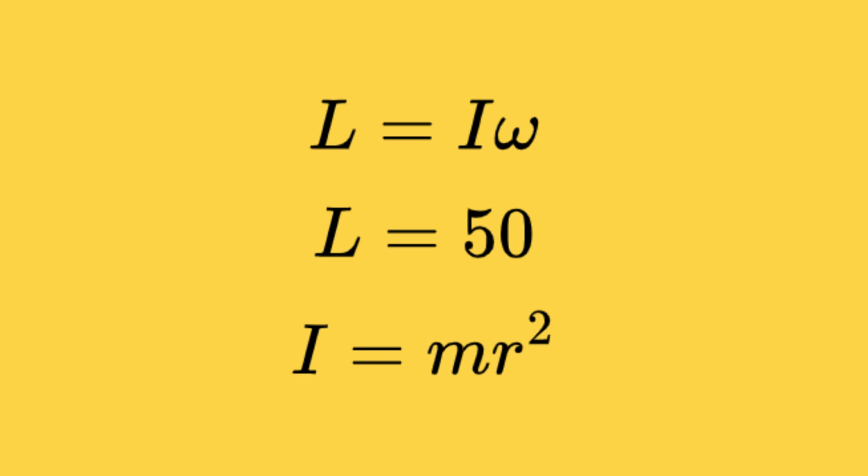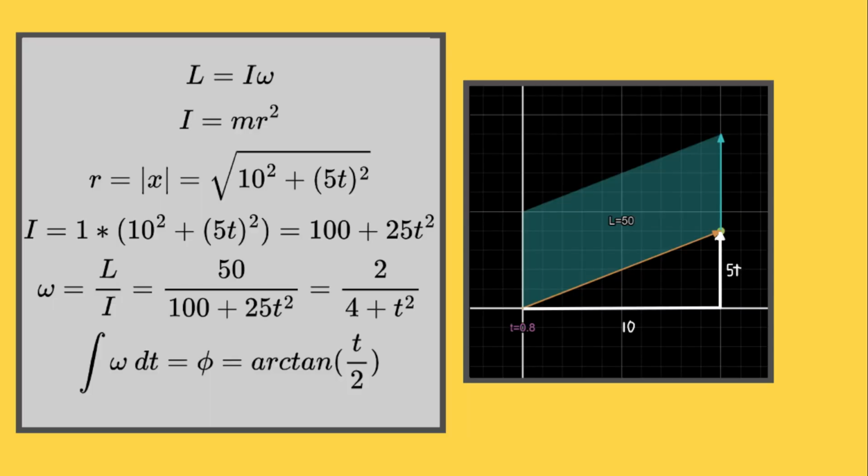Using these formulas, we can actually find the angular velocity of our particle even though it's moving linearly. L equals I times omega, so we just need to find the particle's moment of inertia, or m r squared. Conveniently, that becomes 10 squared plus (5t) squared, which is equal to 100 plus 25t squared. So our angular velocity is 50 over 100 plus 25t squared, which simplifies to 2 over 4 plus t squared. Integrated, we get an angle of arctan of t over 2.